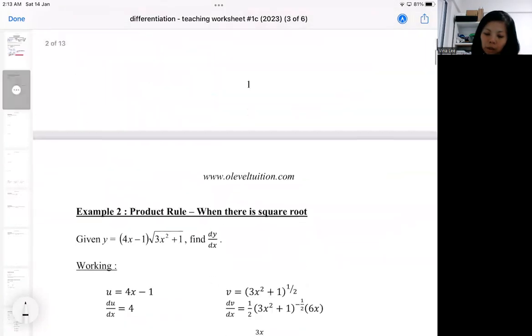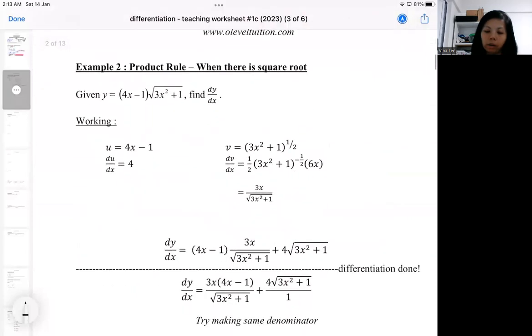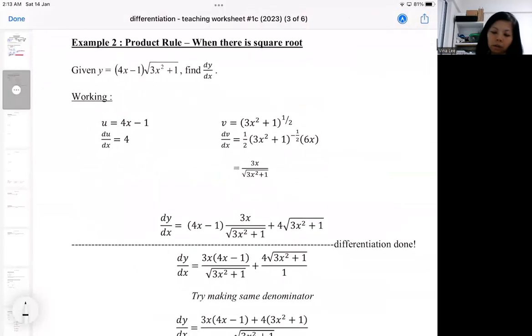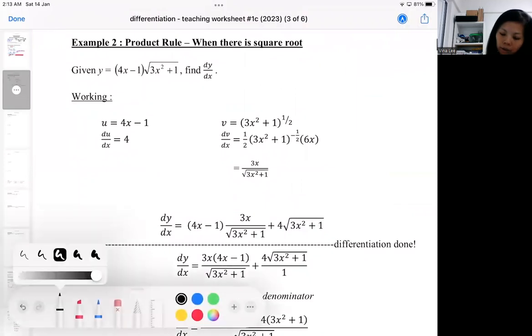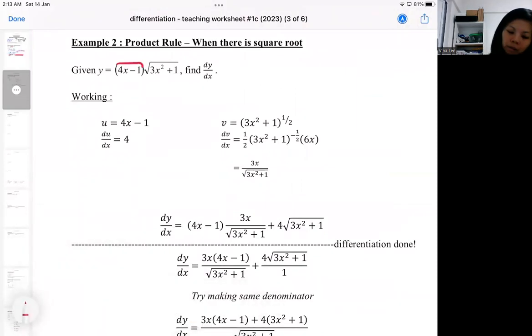So let's explore the second option where there is a square root. So the first product, u, the second product, v. So both contain x. So write your function and apply your formula. So you will get your du dx. So that is the mini differentiation.